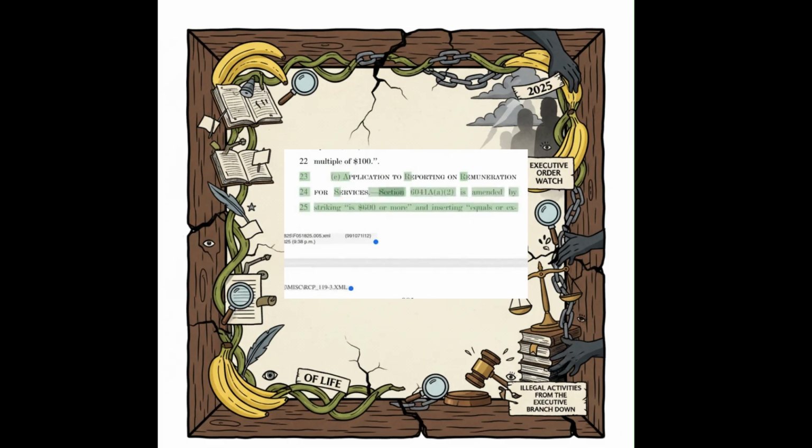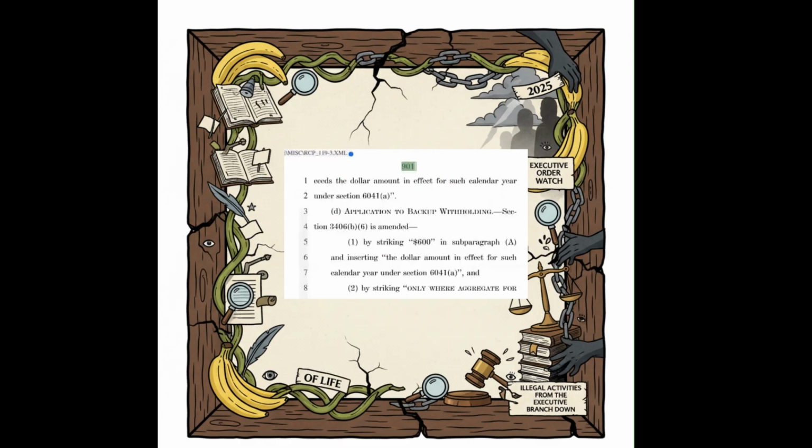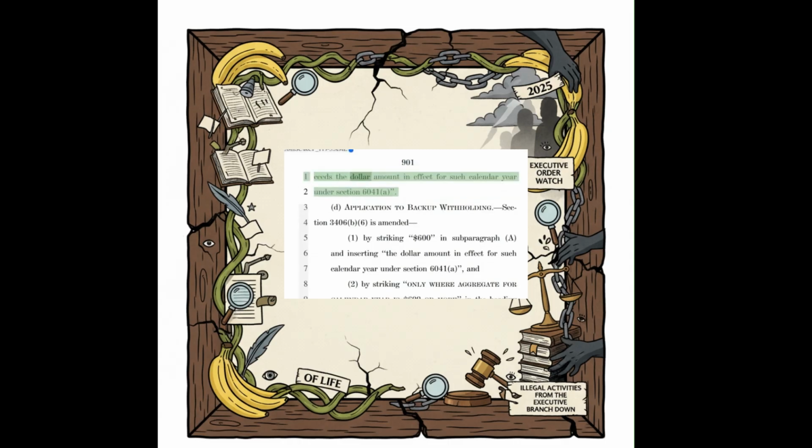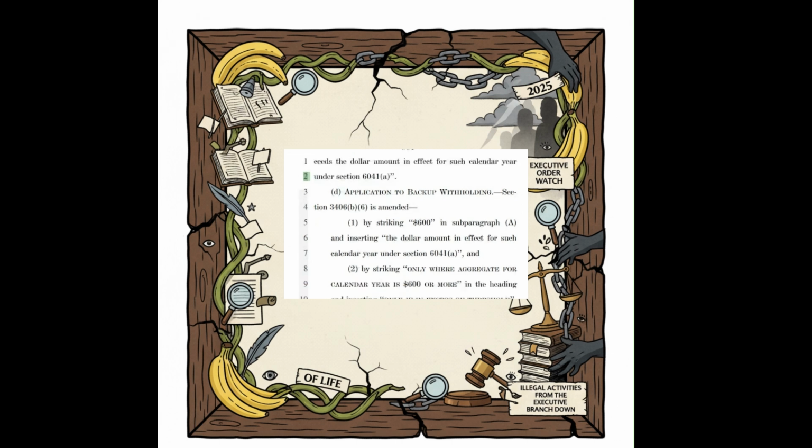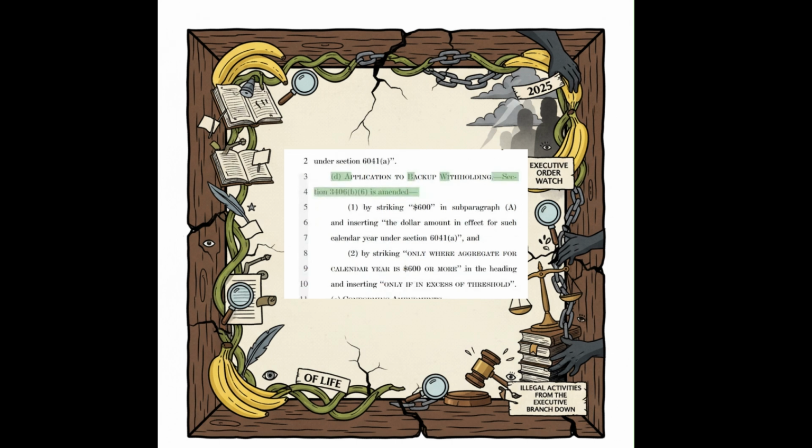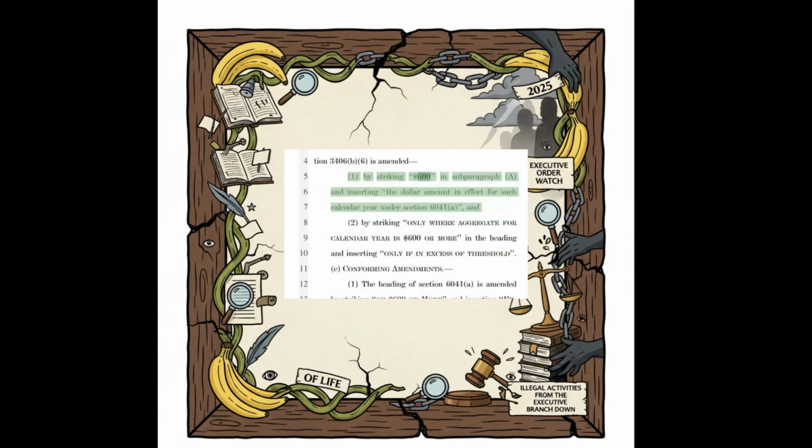Section 6041A is amended by striking "is $600 or more" and inserting "exceeds the dollar amount in effect for such calendar year under section 6041." Section 3406 is amended by striking $600 in subparagraph, inserting the dollar amount in effect for such calendar year under section 6041, and by striking "only if aggregate for calendar year is $600" in the heading and inserting "only if in excess of threshold."